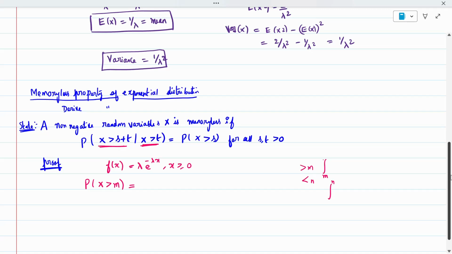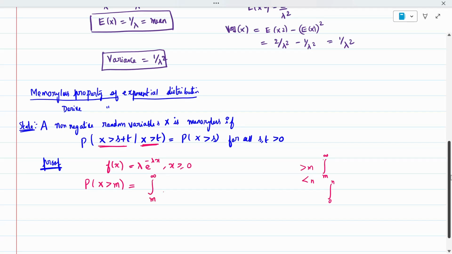For example, if the question says 0 to infinity, the upper limit is infinity. Here the lower limit followed from the question is 0. So this is the case we have to write. Now, greater than m means we have to write the integral from m to infinity of f of x dx.